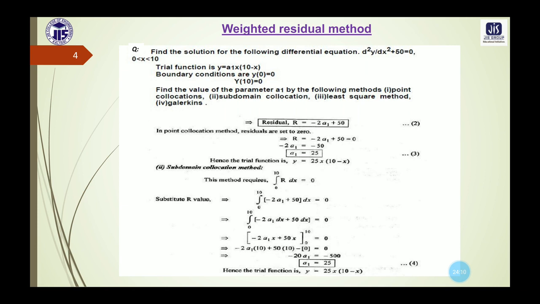Now if we use the first method, that is the point collocation, then the residual R will be equal to 0. So minus 2a1 plus 50 equals 0. That means 2a1 equals 50, and we get a1 equals 25. So this is the value of the parameter a1 using the point collocation method. The trial function will be y equals 25x into (10 minus x), which we have solved using the point collocation method.